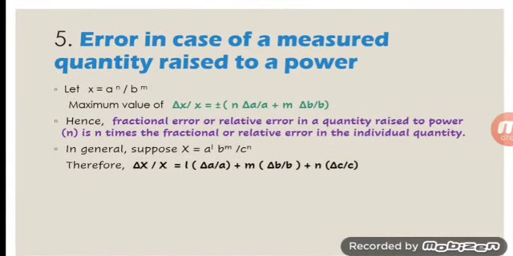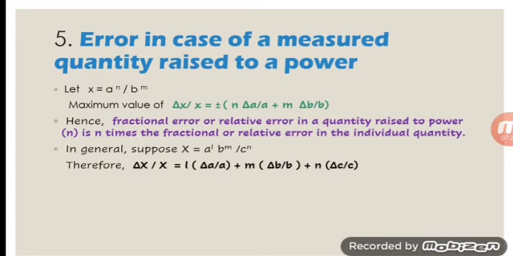Fifth case is the error in case of a measured quantity raised to a power. This is the last mathematical operation. Let x is equal to a to the power n upon b to the power m. As the topic mentions that it has been raised to some power, it is written in the form x is equal to a to the power n upon b to the power m.